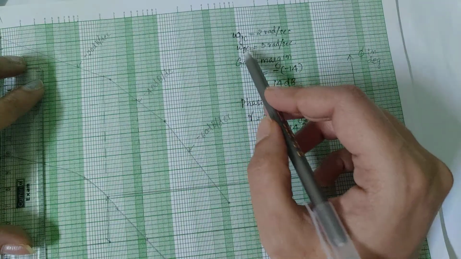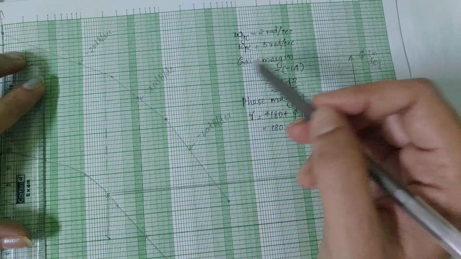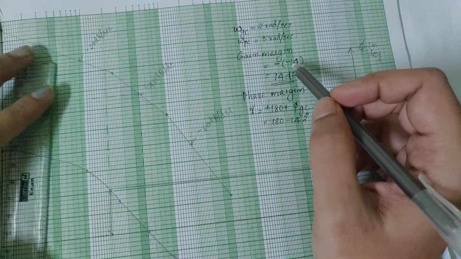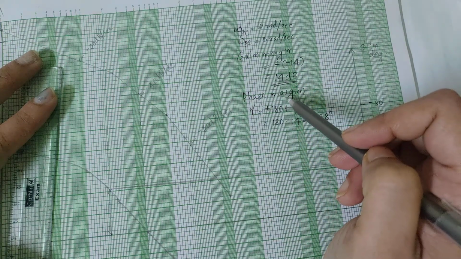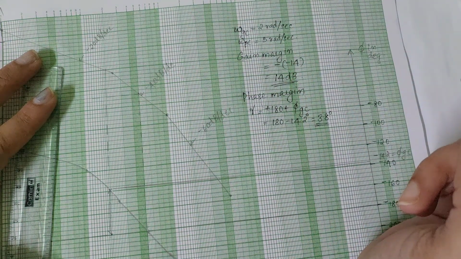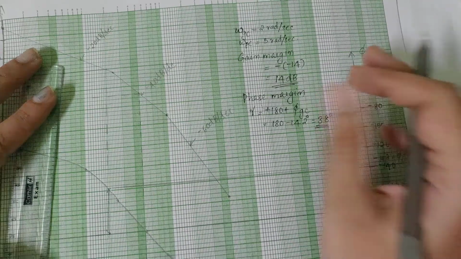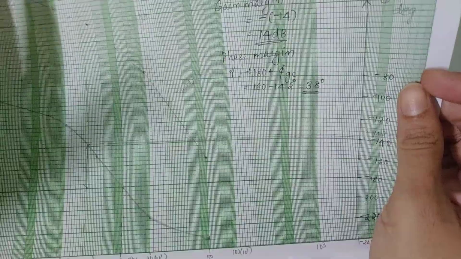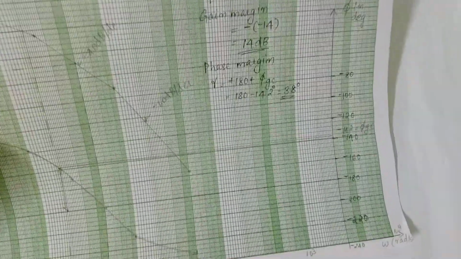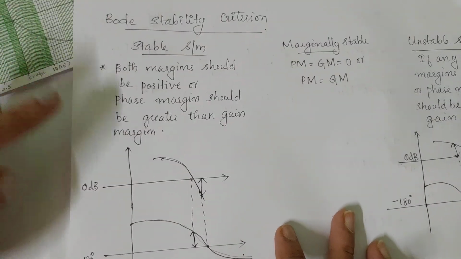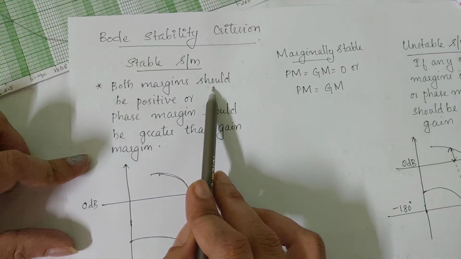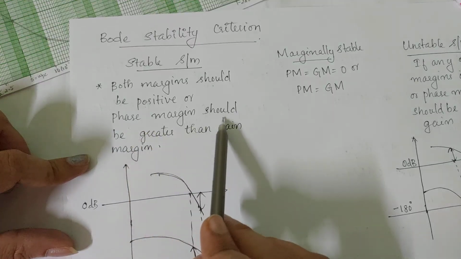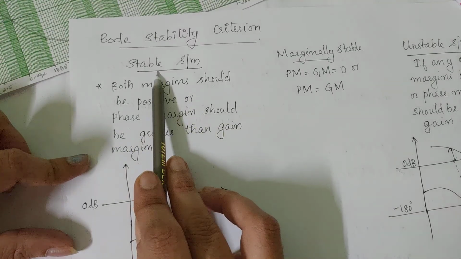Find the gain crossover frequency and the phase crossover frequency from the graph, find the gain margin corresponding to the phase crossover frequency, and find the phase margin corresponding to the gain crossover frequency. Once we have found this, we can say about the stability of the system. If both margins are positive, or the phase margin is greater than the gain margin, then the system is stable.